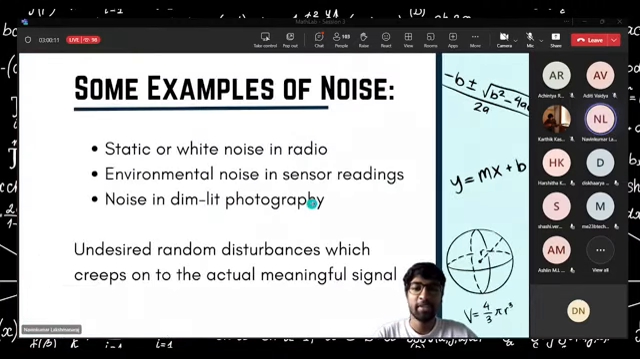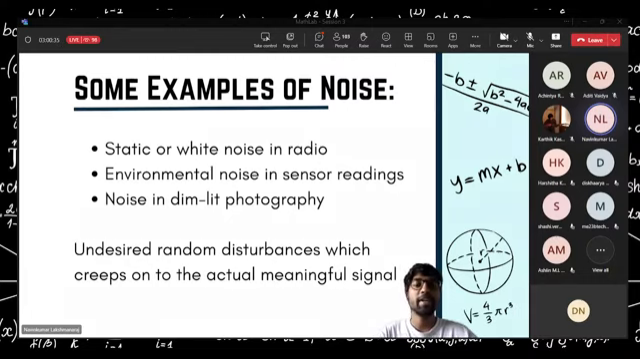So some examples of noise, as I mentioned before, static or white noise on radio. And let's say if some of you guys are electronics enthusiasts, then let's say you have built some ultrasonic sensor or something, you would always see that there are always some fluctuations in the readings, even though there's nothing actually in front of the sensor. So that is also a kind of noise that seeps into electrical signals.